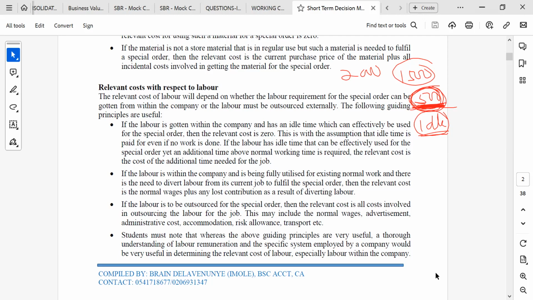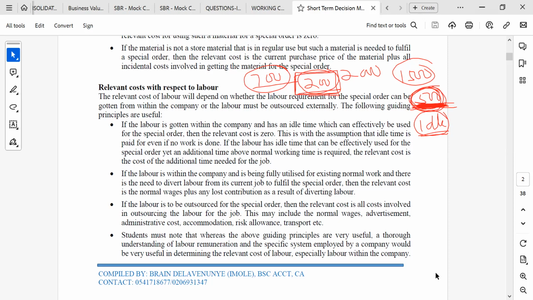But if the contract is requiring 700 hours and there is a spare capacity of 500, which is paid for idle time, it means that they have to work for additional 200 hours, which is not paid for. So in this case, the relevant cost will be relating to only the 200 hours. You have to take note of that.